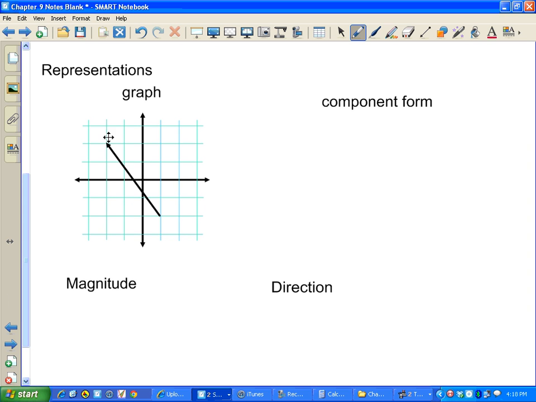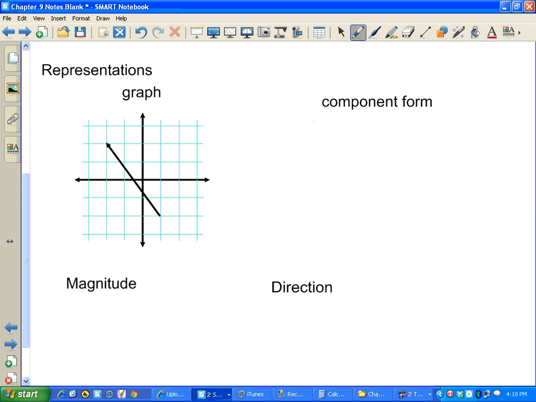So here, this would be an example of a vector. It's just an arrow. It starts here. It moves up there. So I know which way my force is moving. I know roughly how quickly it's moving by the length of the vector. So this is a graph form.